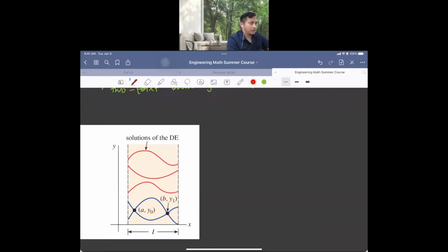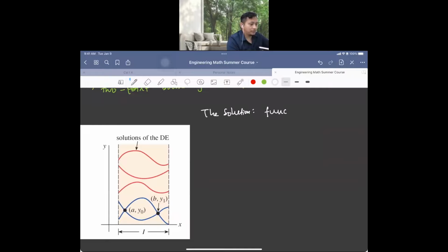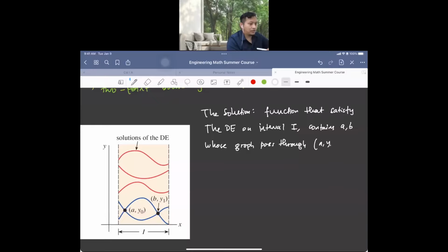Okay, now the solution is a function that satisfies the DE on an interval, let's say interval I, that contains a and b, for which the graph passes through a, y0, and b, let's say y1.